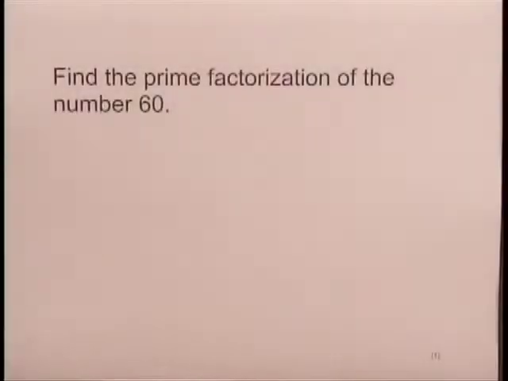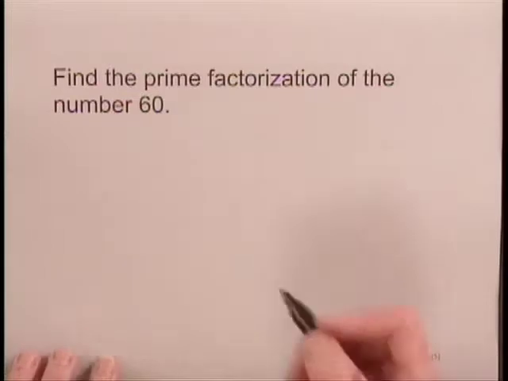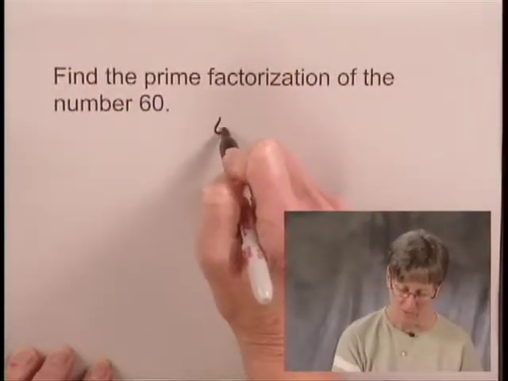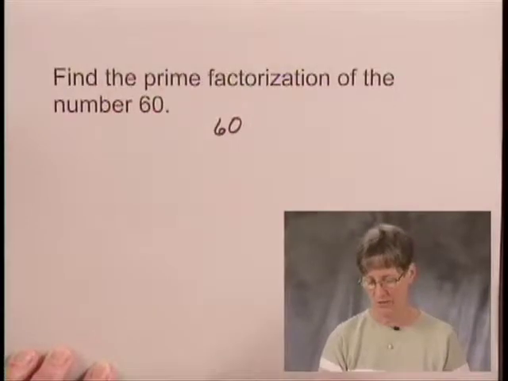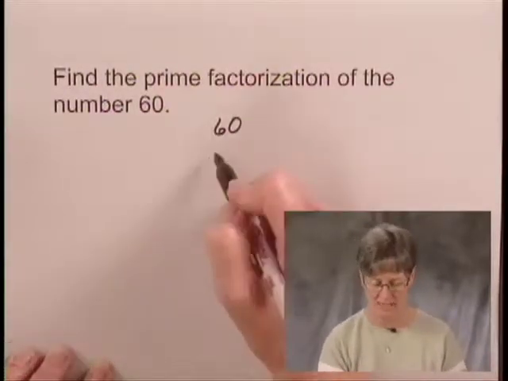In this exercise, we're going to find the prime factorization of the number 60. One way that we can find a prime factorization of a number is to use a factor tree. And to do that, we'll just start with the number 60, and we'll write any two factors of 60 that occur to us. Let's use the factors 6 and 10.